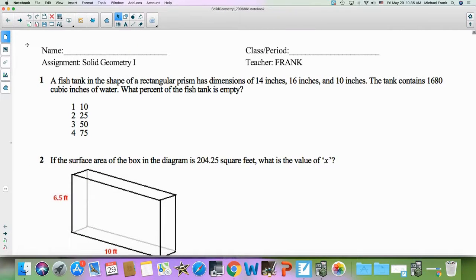Okay, let's go over the Solid Geometry 1 homework because some of these questions were straightforward, some of them were challenging. So let's take a look. Let's do all of them.